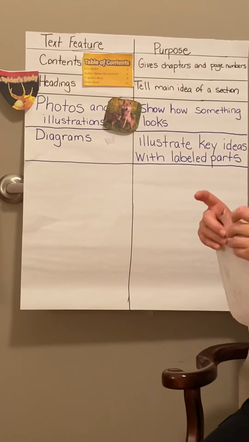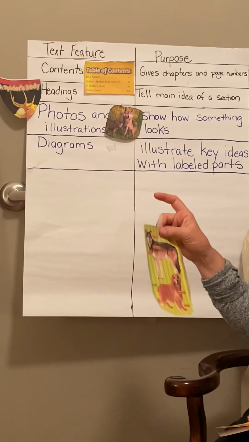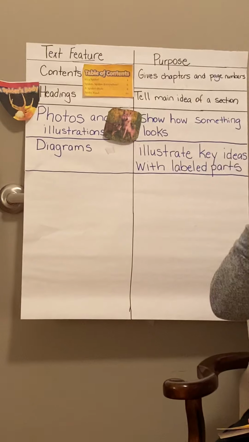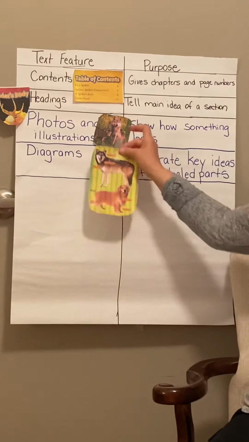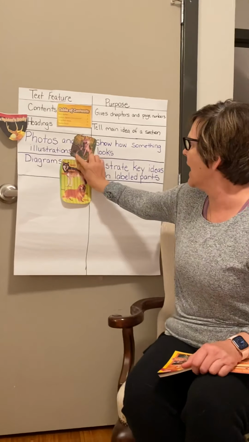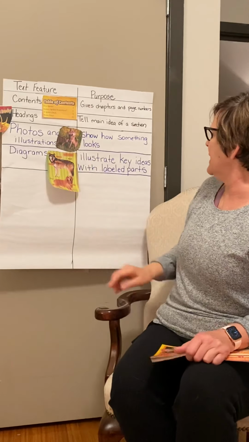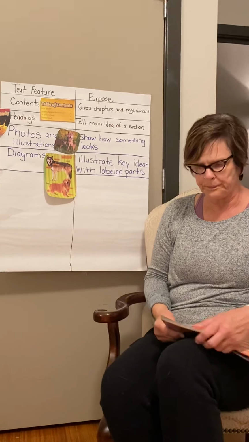This morning I read about a flower that I wanted to plant in my garden, and the diagram gave me the parts of the flower and how it was going to be so beautiful once it grew. So let me put the diagram right here. A diagram, again, illustrates key ideas with labeled parts.